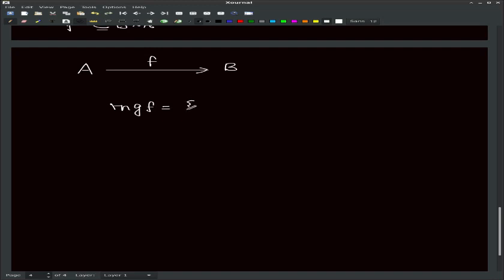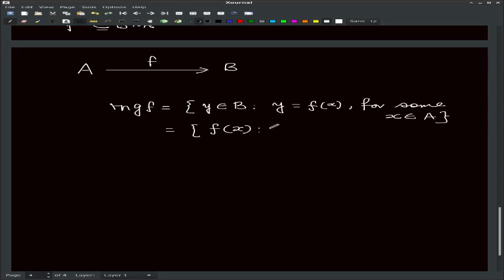You remember this set. This is the set of y belonging to B such that y is equal to f(x) for some x in A. So you can think of this alternatively as being written as f(x) as you change your x over A. So obviously you have one function coming from here, which I write as f prime, because I don't have any other way.